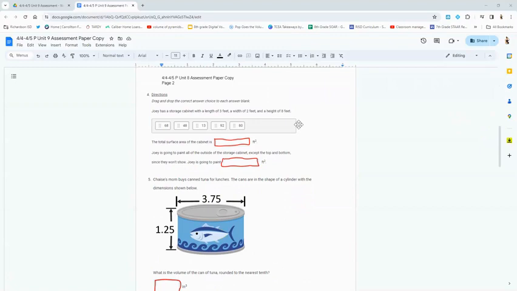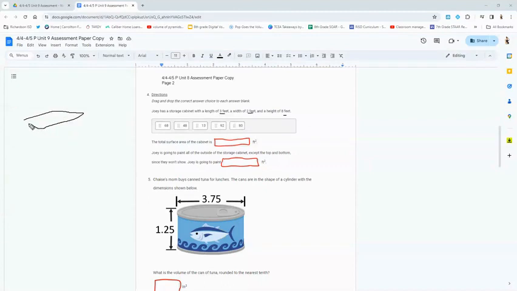So the total surface area. So now we have to draw a picture. So I'm going to read this. Okay. Joel has a storage cabinet with a length of 3, a width of 2, and a height of 8. Okay. The total surface area of the cabinet. So it doesn't tell me if it's a rectangular prism, but I'm pretty sure it's a rectangular prism because it has these 3 dimensions. So that's one thing I don't like about this question. This was another really difficult one, but it's okay.